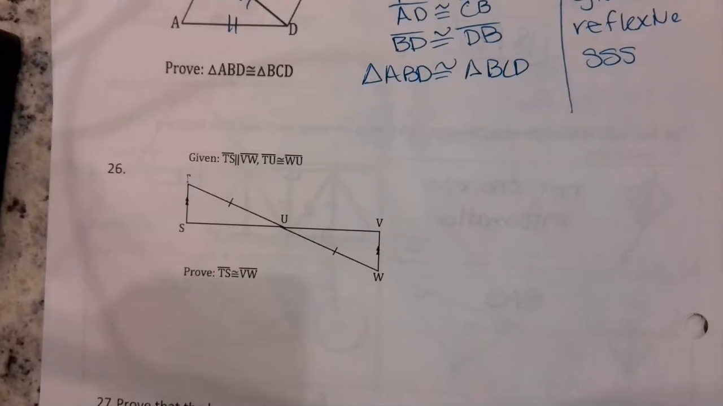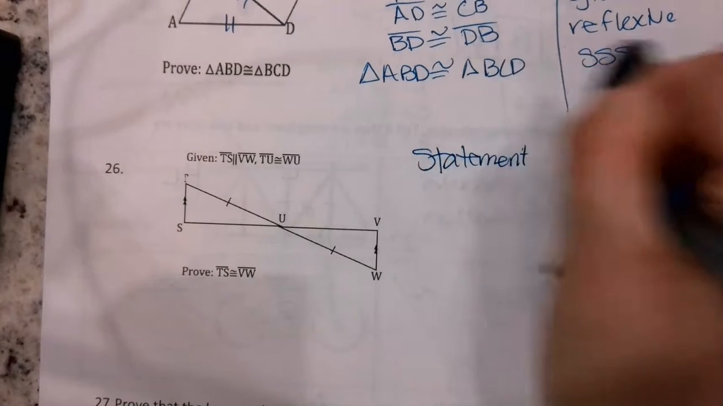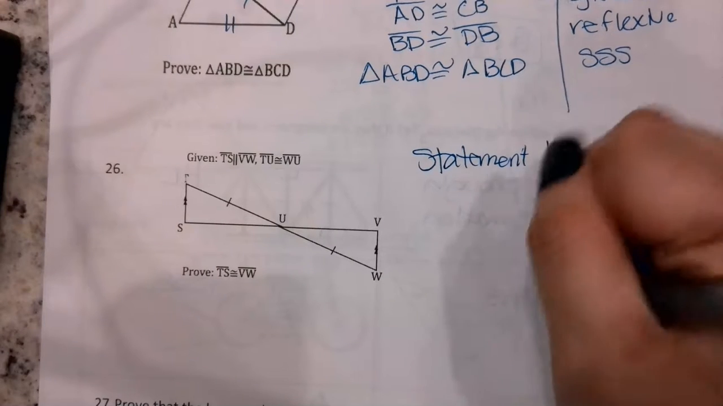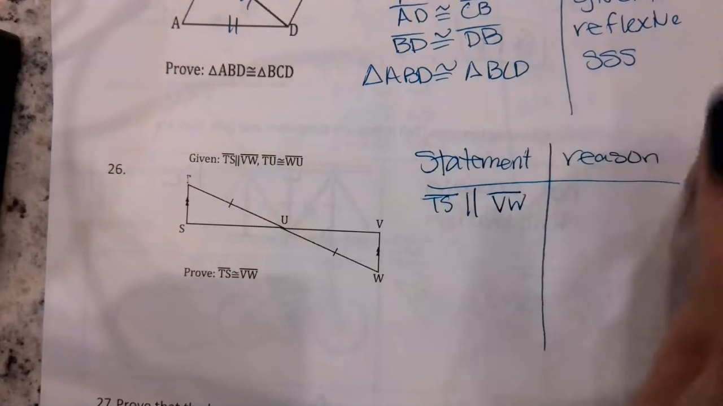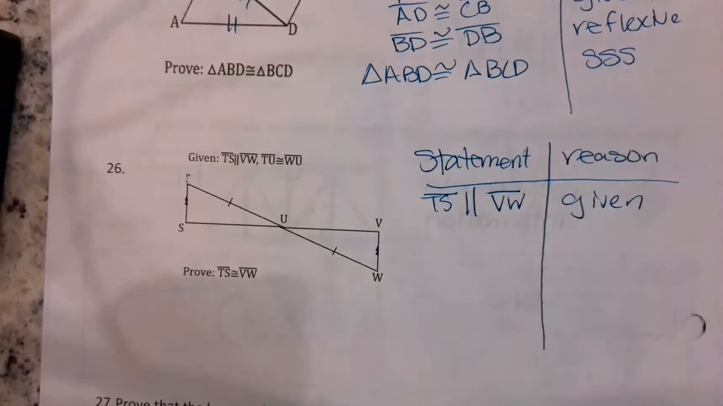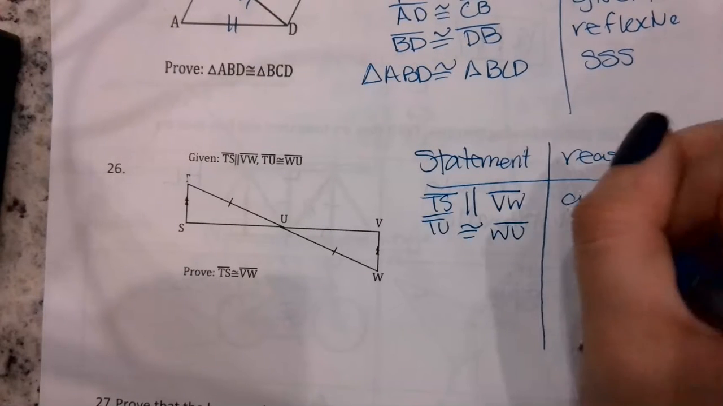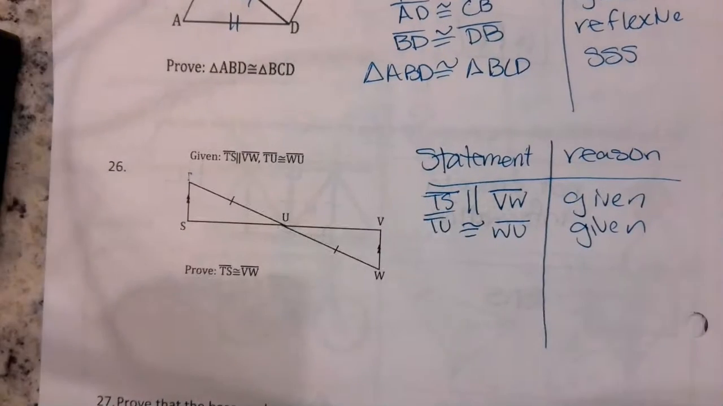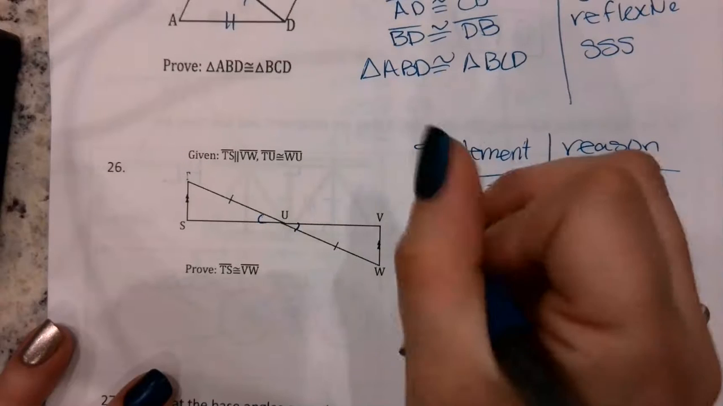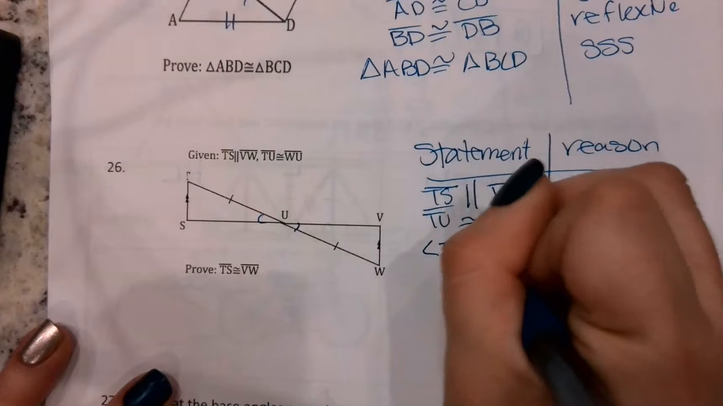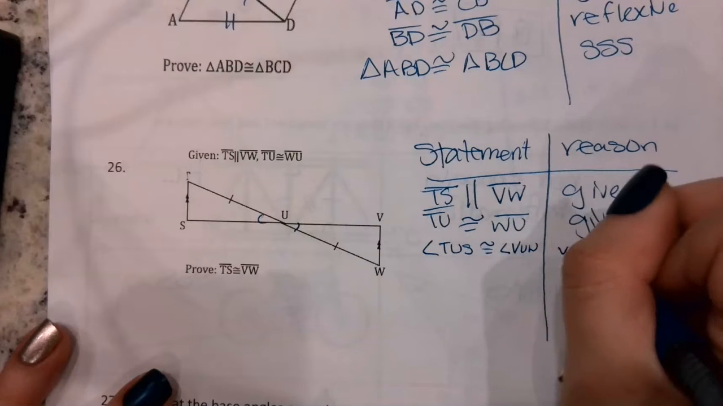Okay, over here on 26, it gives me this picture. So I start off with my givens. TS is parallel to VW. That one's already marked for me. And then I have TU is congruent to WU. Those ones are also marked. Then I have these two angles by vertical angles because it looks like a bow tie. Angle TUS is congruent to angle VUW, vertical angles.